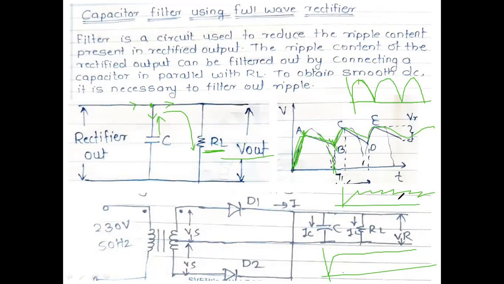Still some ripples are there. Again, some filters, filter circuits we have to use. But according to your syllabus, only the capacitor filter is there. Does it look like DC?